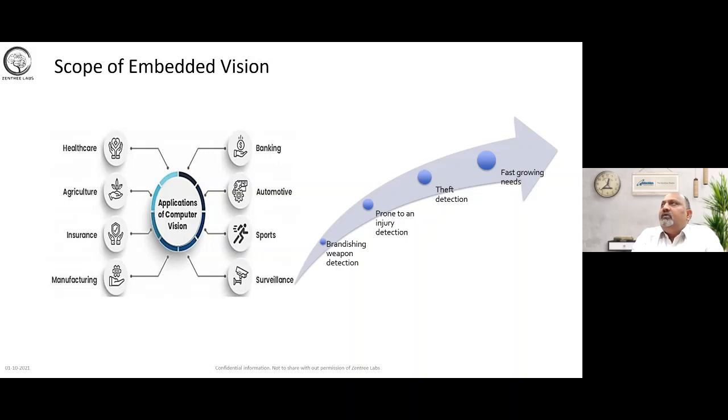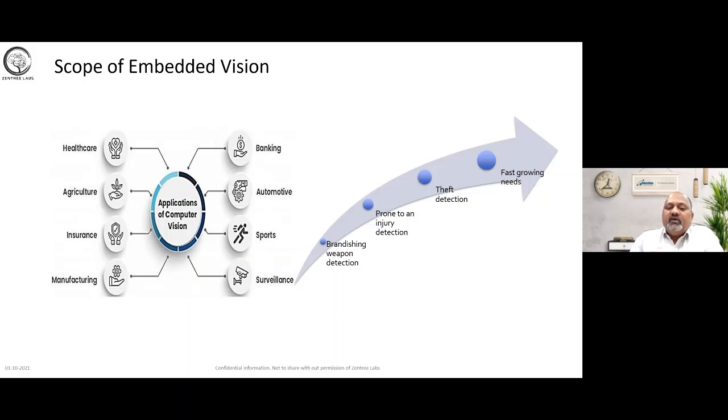The scope of embedded vision covers whatnot, actually, wherever a camera is involved: healthcare, the agri sector, insurance, manufacturing, banking, even automotive. Interestingly, the recent story from Tesla, right? They have removed every other sensor and are using cameras all the way for the autonomous navigation of a car.